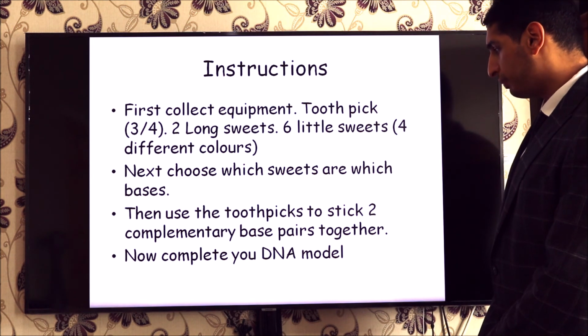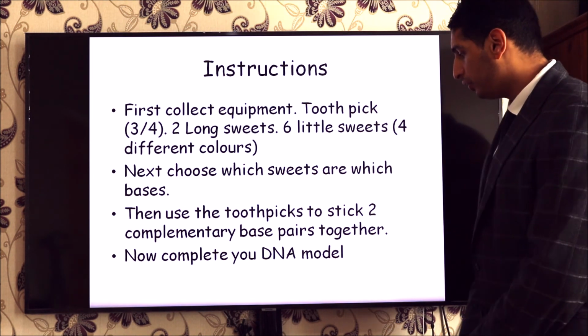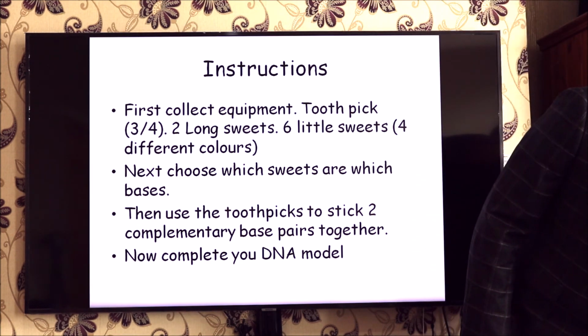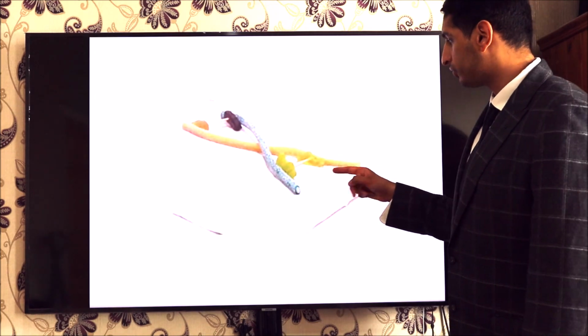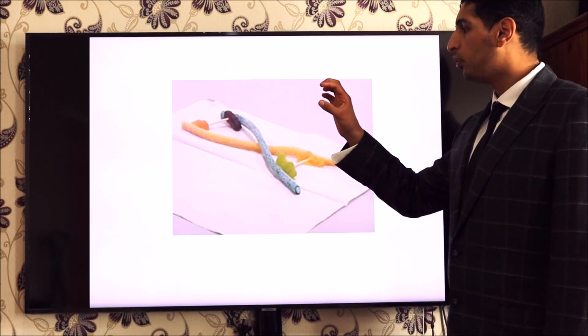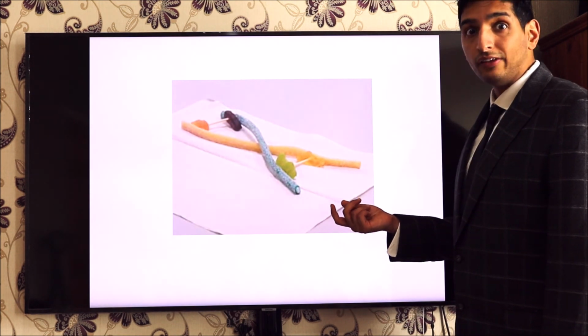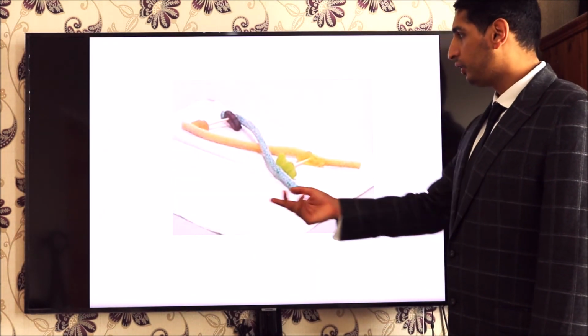Then use the toothpicks to stick two complementary base pairs together. Now complete your DNA model. So I've got a photo here to show you. It should look something like this. Use two long sweets as a sugar phosphate backbone, the hydrogen bonds are the toothpicks, and you can use these small jelly babies maybe. You could use any other type of sweets, and they could be A and T and that could be C and G.